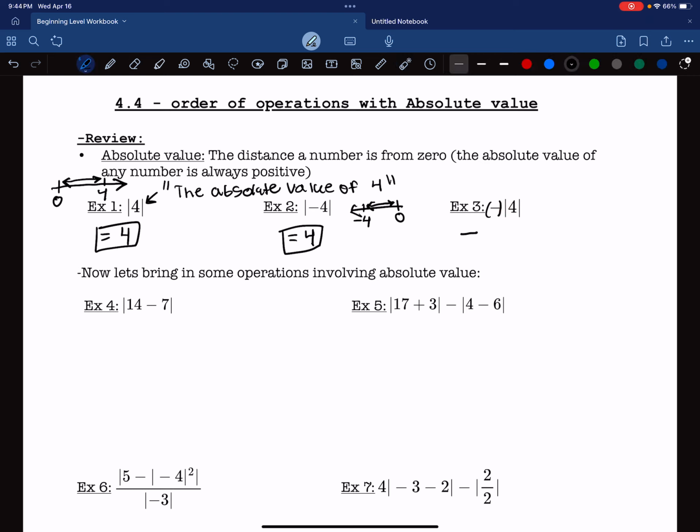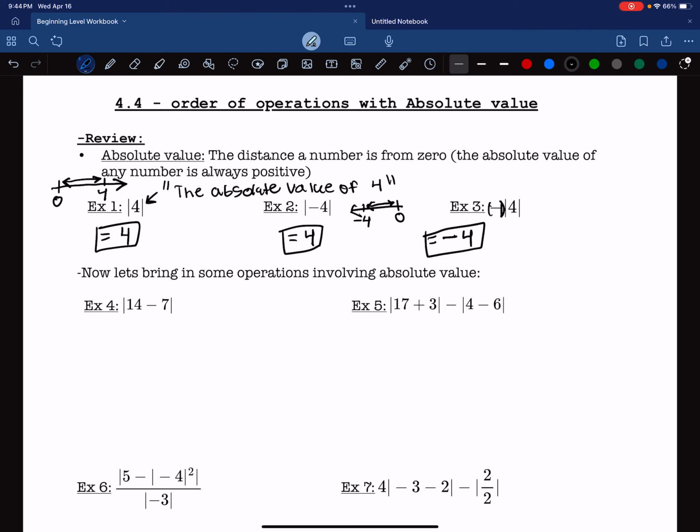So if it helps, you could always also write a -1 here. Or you can write parentheses like I did before. Whatever helps you visualize that this negative is not within these absolute value bars. So we're going to bring out this negative, and as we've seen before in example 1, the absolute value of 4 is just 4. So example 3 equals -4.